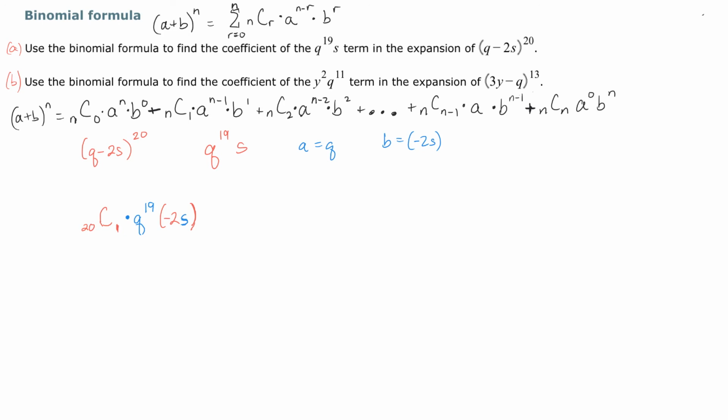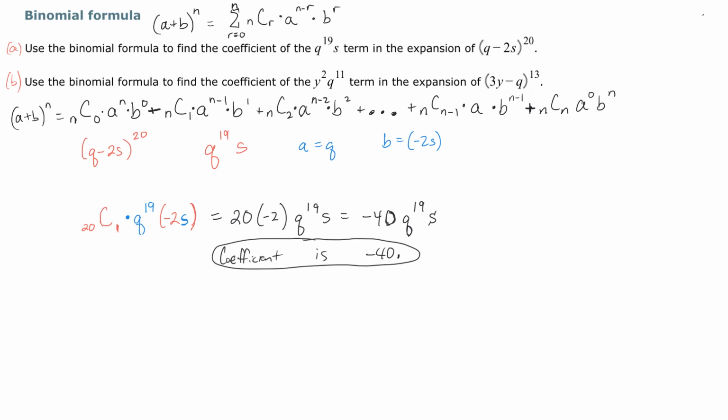So we need 20 choose 1, which is 20. So we just get negative 40 times q to the 19th times s. Now we just want the coefficient, so the coefficient is negative 40. Circle that.